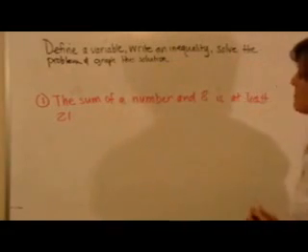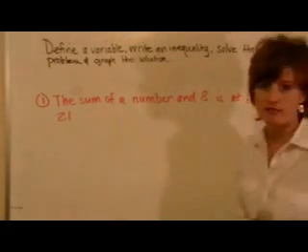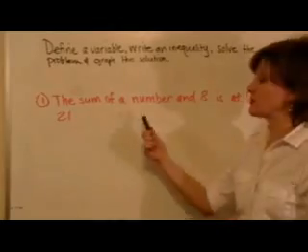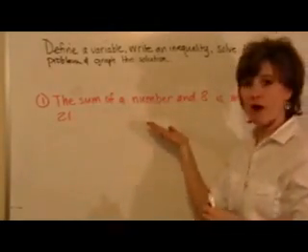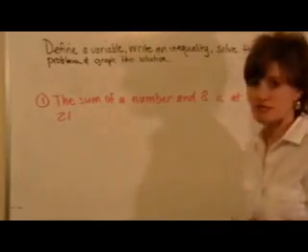All right, here we have: the sum of a number and 8 is at least 21. Sum of a number and 8 is at least 21. Seems pretty straightforward, but I want to break it down into little bitty steps because these will become more complicated and we need to have the steps established.